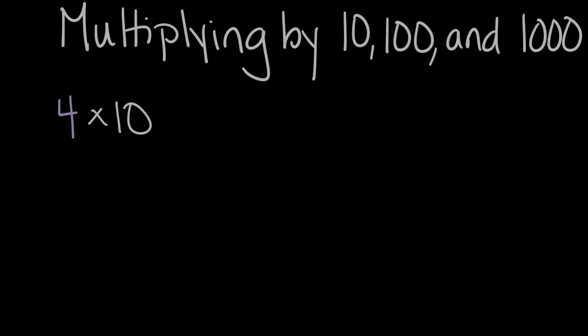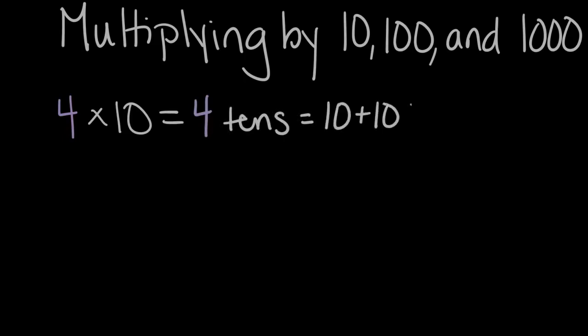4 times 10 would be the same as saying 4 tens. And 4 tens, one way we could represent that is a 10 plus a second 10, plus a third 10, plus a fourth 10. Or 4 tens. And now let's count that. 10 plus 10 is 20, plus 10 is 30, plus 10 is 40. So our solution is 40, or a 4 with a 0.